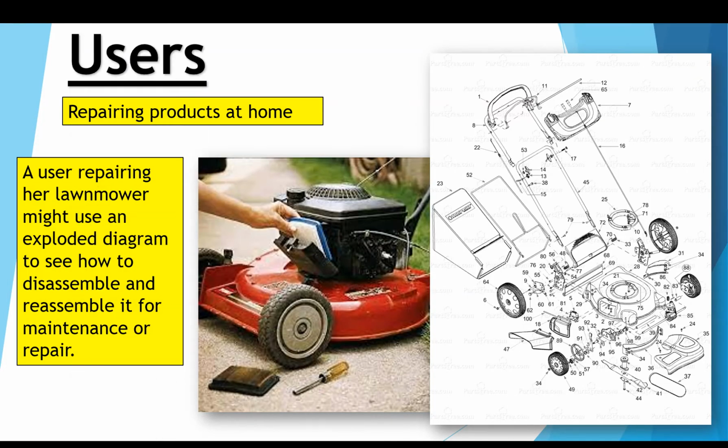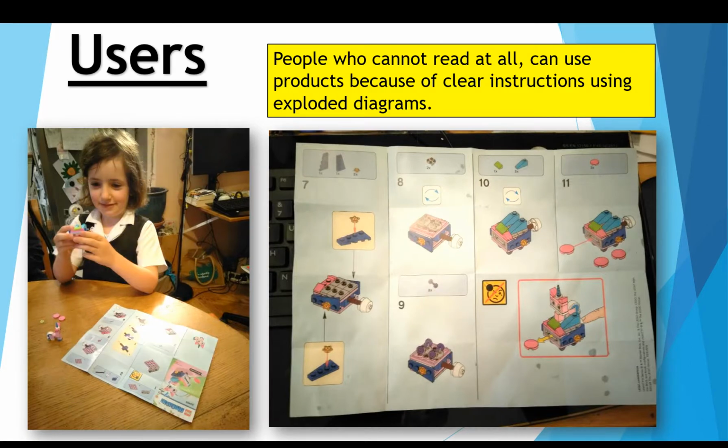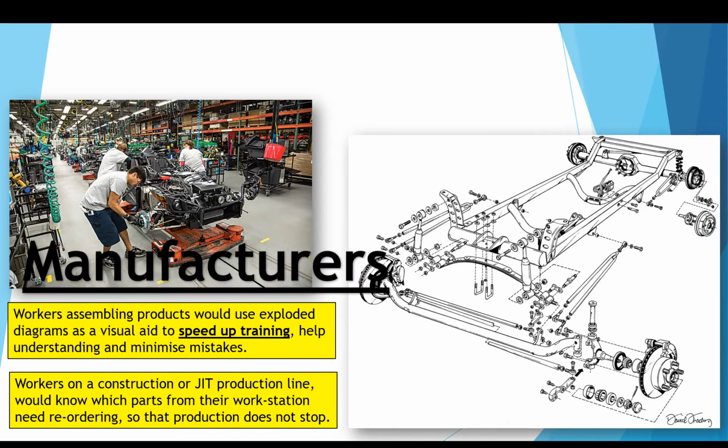A user could also repair a product by knowing how to take it apart, disassemble is the proper term, and reassemble. So a user repairing her lawnmower might use an exploded diagram to see how to disassemble and reassemble it for maintenance, meaning just taking care of it, or to repair a broken part. And of course we've got children with toys. Now here we see a child playing with Lego. People who cannot read at all can use products because of clear instructions using, you got it, exploded diagrams.